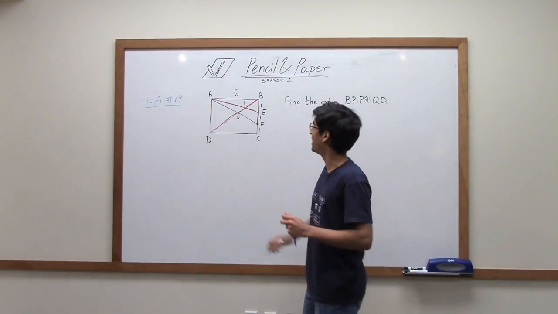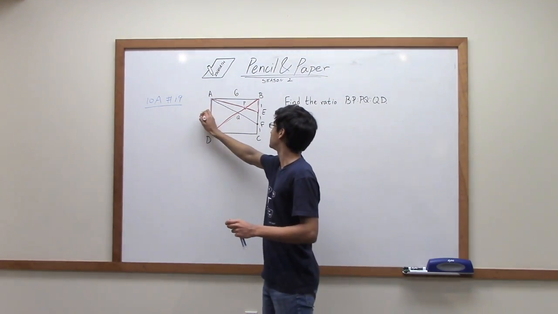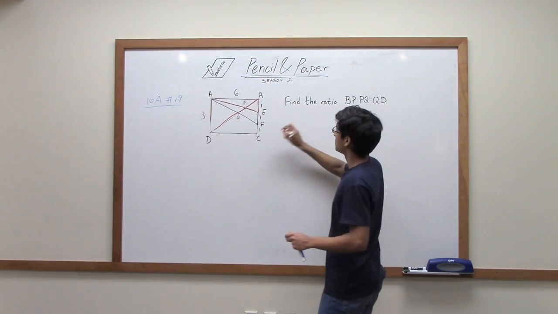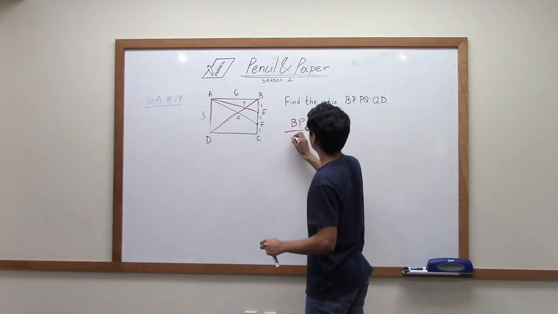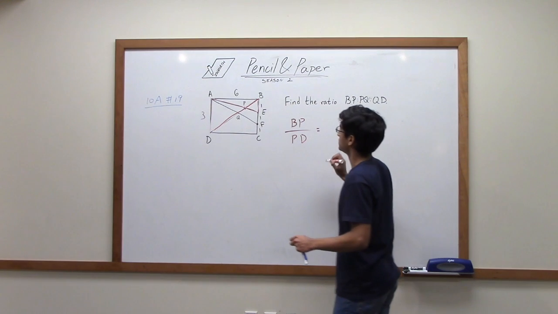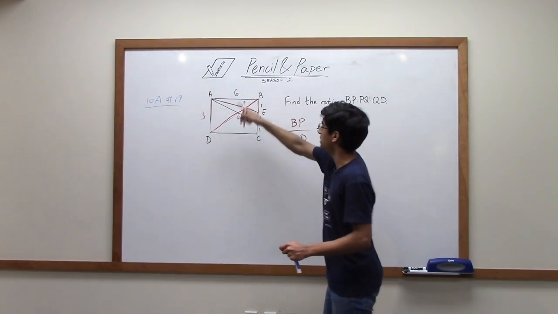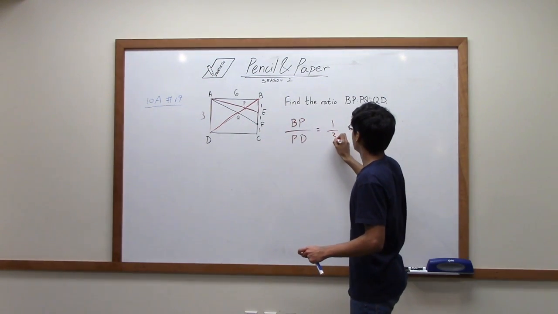And we quickly see that this side is 3, right? So from the similar triangles, BP over PD equals BE over AD, which is 1/3.